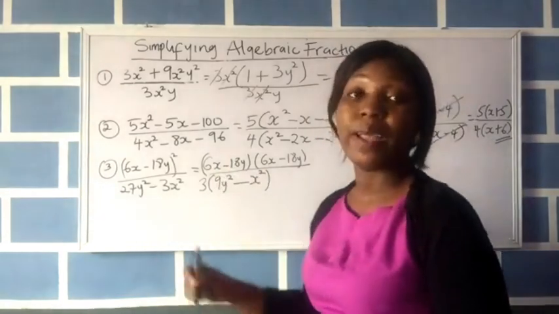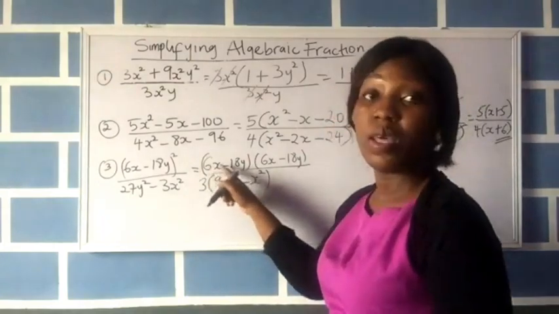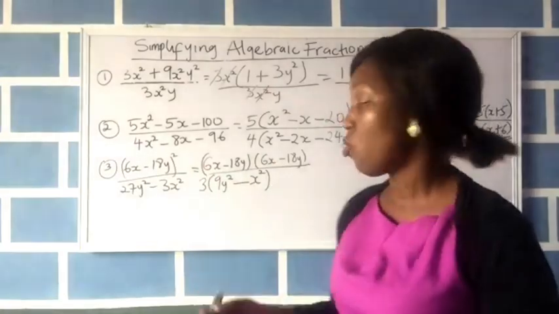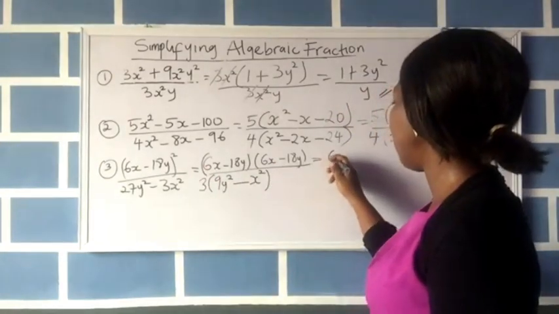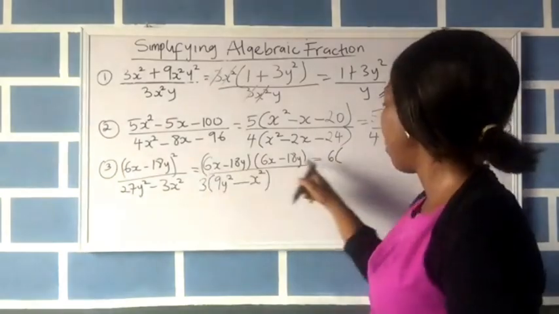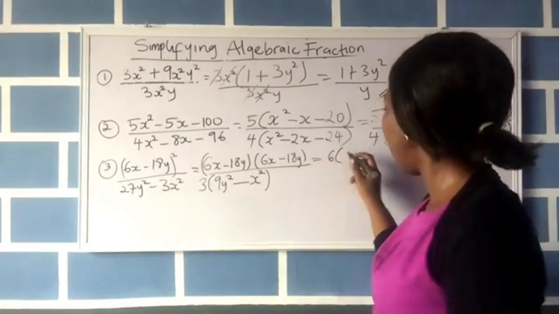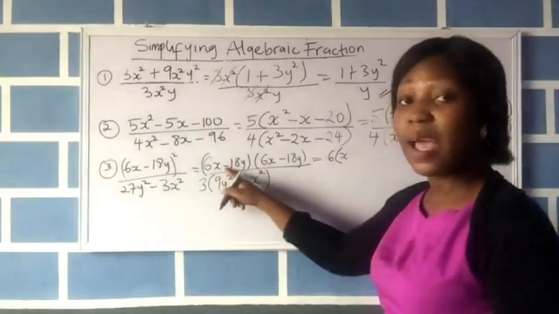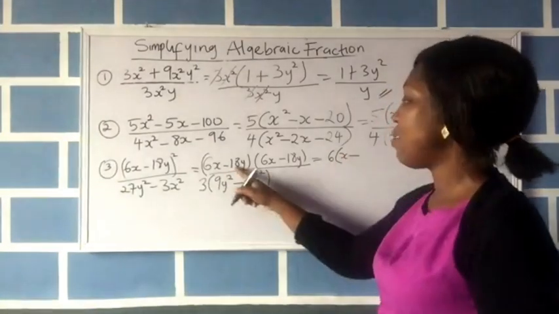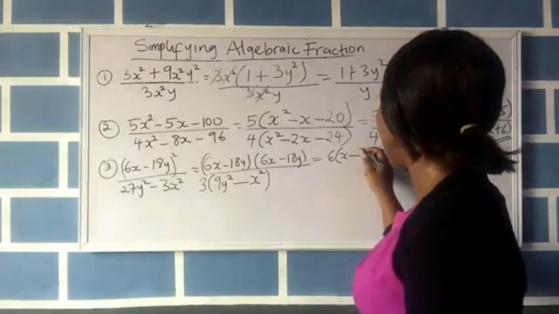Now I'll go back to my numerator. I find that 6 is common, so I'll bring out 6. What's remaining when you divide 6x by this 6 is only x. So I write that x. My sign is minus. I'll write it down here. 18y divided by this 6 gives me 3y. So I write down 3y.